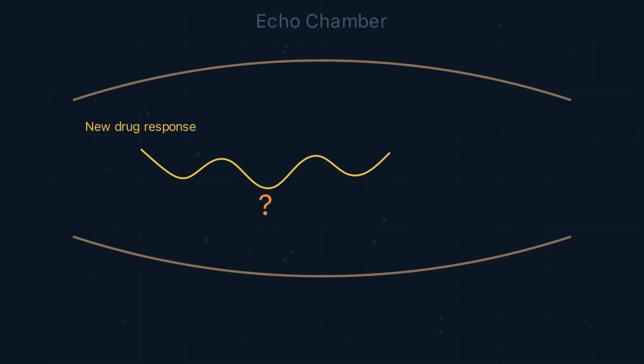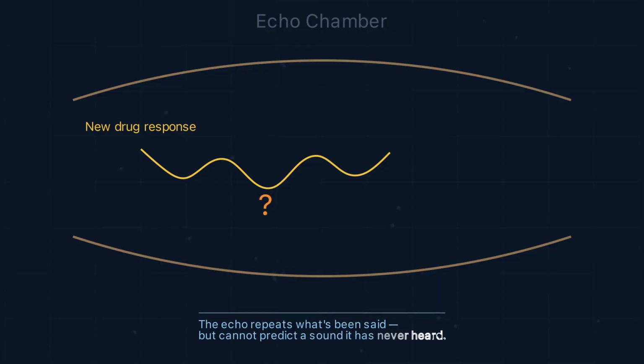Reconstruction is not prediction. TranSiGen proves it understands the data it was given, but that doesn't prove it can predict a response to a new drug. And it's limited to 978 landmark genes. Self-supervision removes the label bottleneck, but the echo is not the voice.